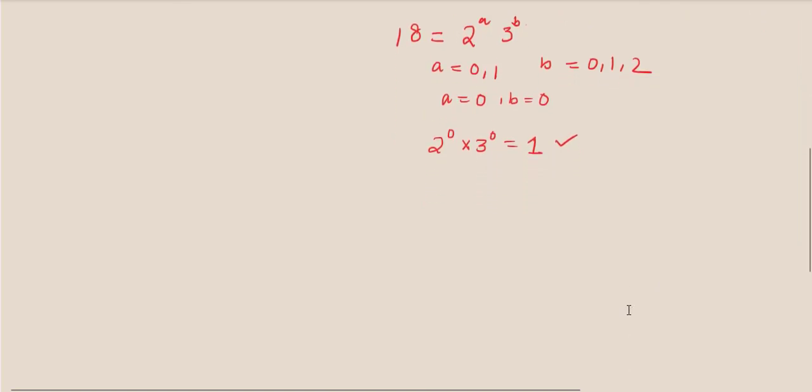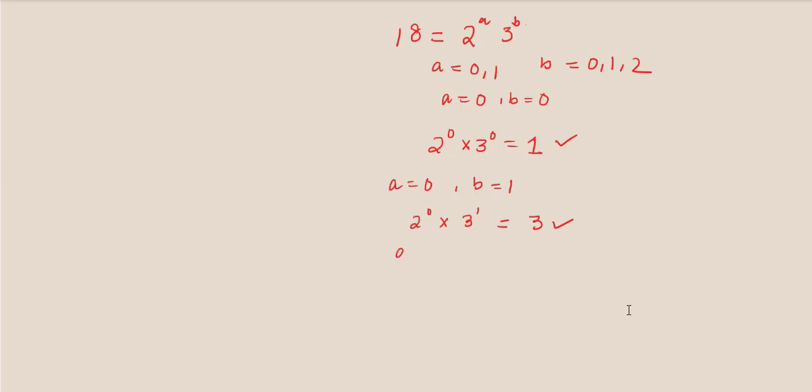Now, when A is 0 and B is 1, then it's 2 to the power 0 multiplied by 3 to the power 1, and it is 3. 3 is a factor of 18. Again, when A is 0 and B is 2, then 2 to the power 0 multiplied by 3 square. The answer is 9. 9 is a factor of 18.